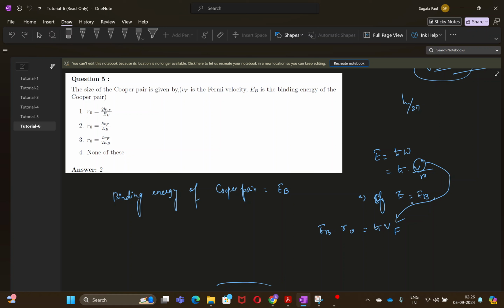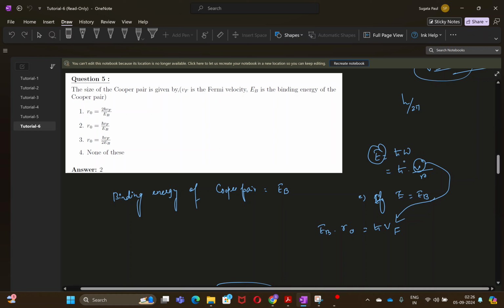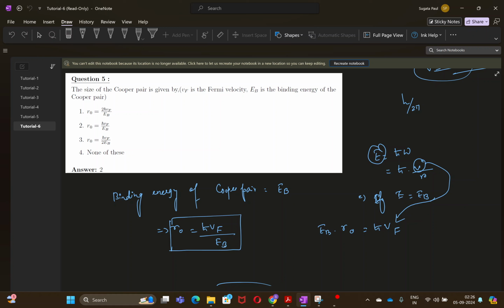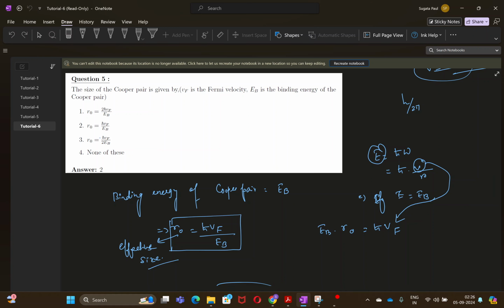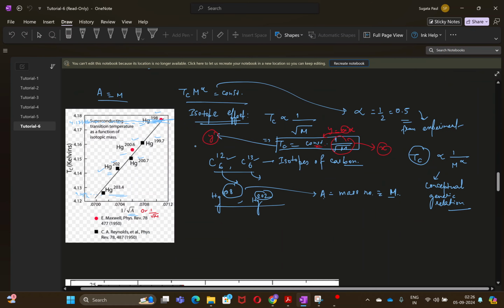That is why if you just multiply this binding energy into the effective size of the Cooper pair, it is h cut Vf, or in other terms your r naught equals h cut Vf by Eb. Here Vf is the Fermi velocity, Eb is the binding energy of the Cooper pair. So this is the effective size of the Cooper pair, r naught equals h cut Vf by Eb. So this is the right answer.